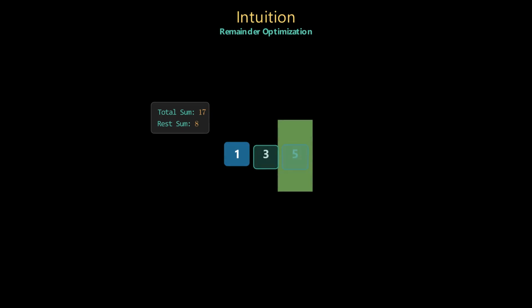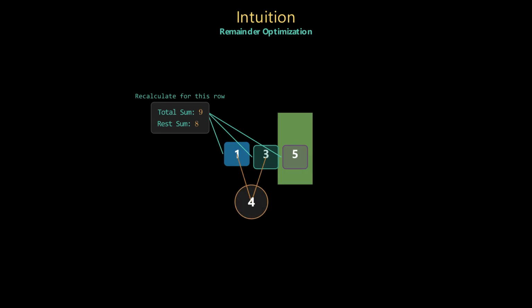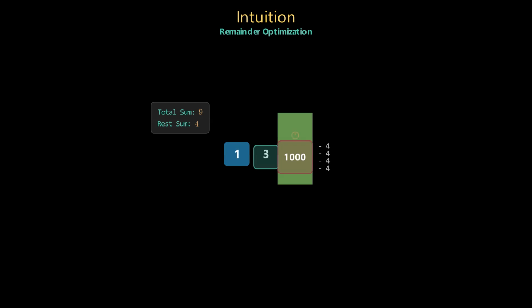Our engine shifts focus to our new maximum, 5. The array now weighs 9 in total, while the rest of the field sums to 4. Subtracting 4 from 5 leaves us with 1. But what if that maximum was an incredibly massive number like 1000? Subtracting 4 over and over again in a slow loop would completely destroy our performance. To stay efficient, we use a remainder reduction. Dividing our maximum by the field sum lets us compute thousands of repetitive subtractions instantly in a single leap.